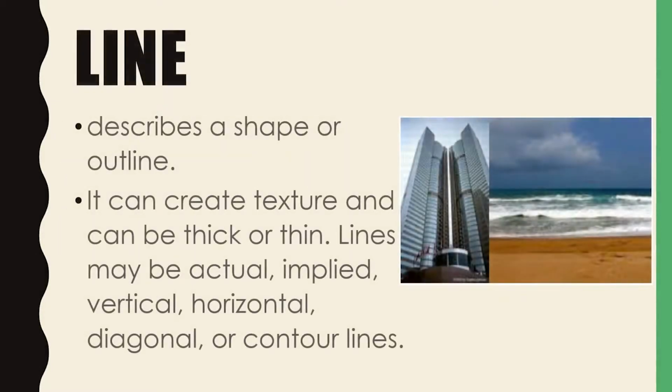First one would be the line. Line describes a shape or an outline, can create texture, and can be thick or thin. Lines may be actual, implied, vertical, horizontal, diagonal, or contour.